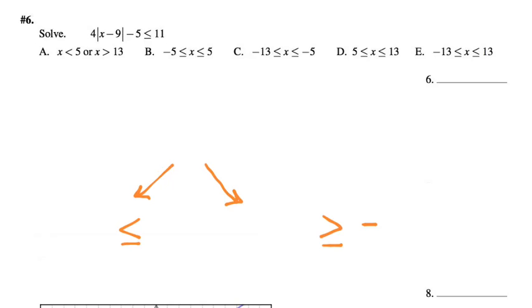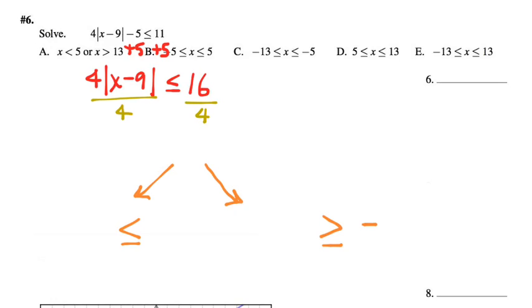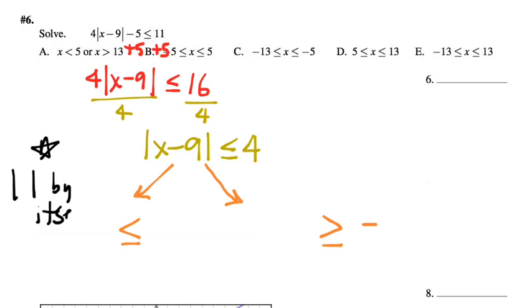But before we can do that split, we need to get the absolute value by itself. And so the first step is not to split, but the first step is to add 5 on both sides. And from there to divide by 4 on both sides. And you end up with absolute value of x minus 9 is less than or equal to 4. And that, then, is the time you can split. So absolute value is by itself. Then we can divide it up.